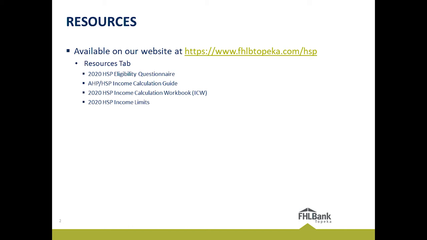The 2020 HSP income limits break down the income limits by state, county, and household size. When viewing this document, you don't have to do any calculations to determine what the income limit is, because the income limits are already broken down to 80% of the AMI.